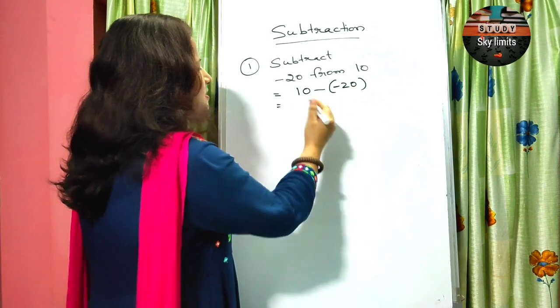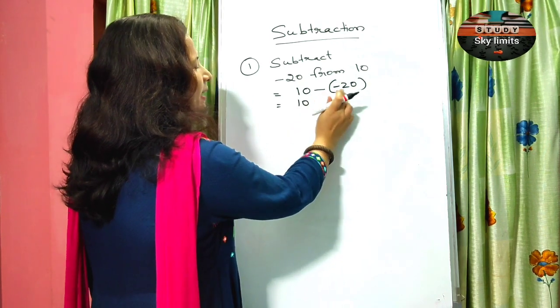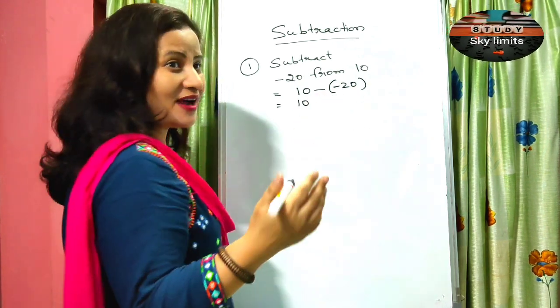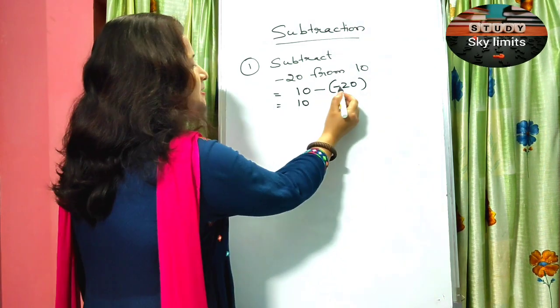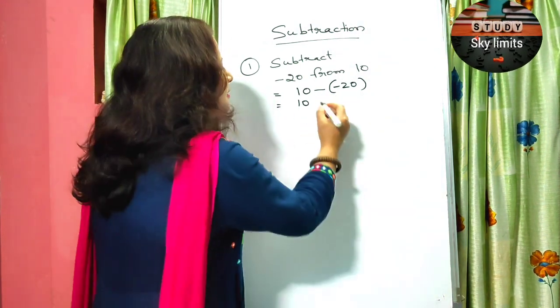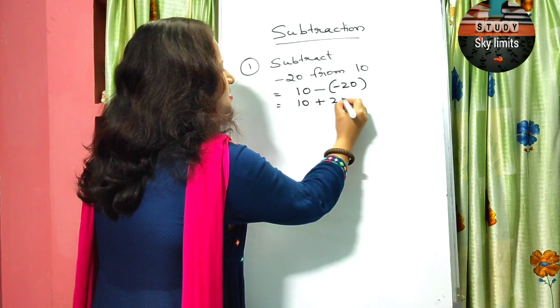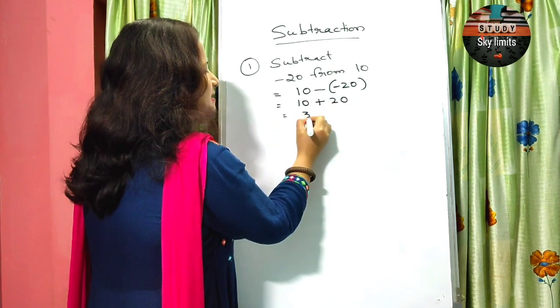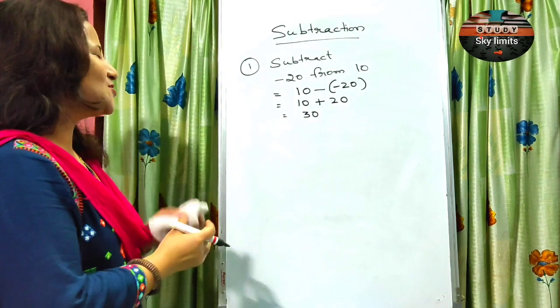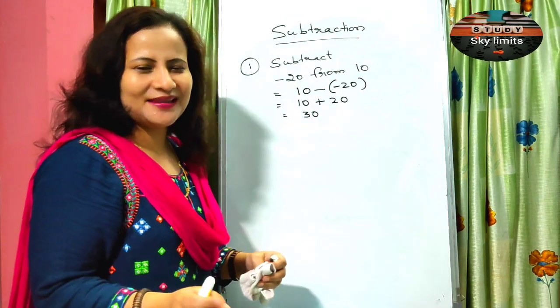So now after that, 10, and here again comes the sign rule that I have told you to revise again and again. Minus multiplied by minus will give us a plus, and 20. So unexpectedly, the answer is 30.